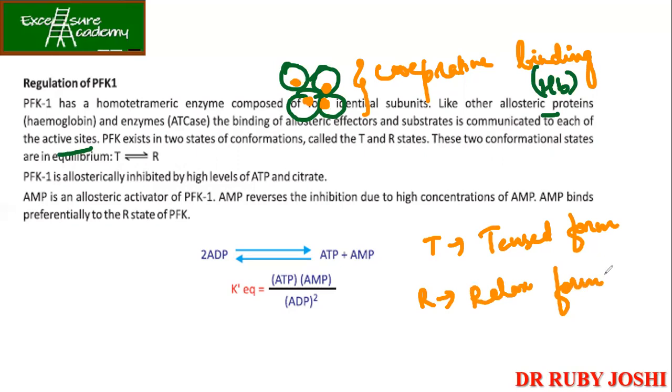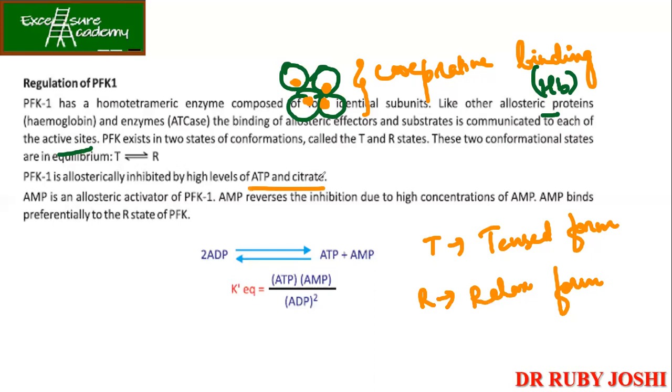Okay. Now these two conformational states of the PFK1 are in equilibrium with each other. So the tense and relaxed forms are in equilibrium. Okay. So PFK1 is allosterically inhibited by high levels of ATP as substrate. ये हमने अभी देखा था, right? Inhibited क्यों? Because अगर आपके पास ATP concentration ज़्यादा है, तो आपको glycolysis करने की जरूरत नहीं है, and that's why it is going to inhibit the activity of PFK1.